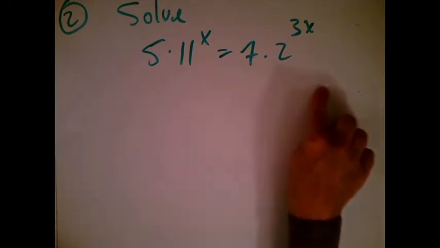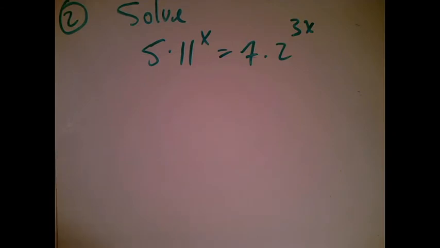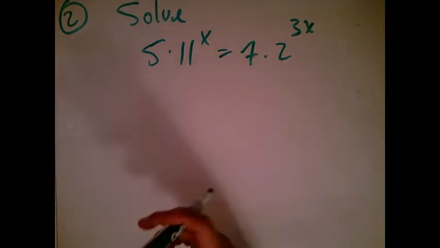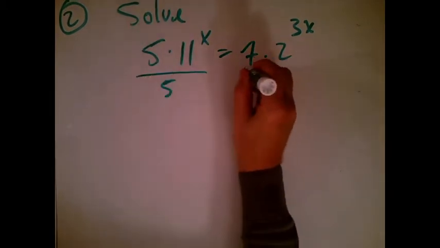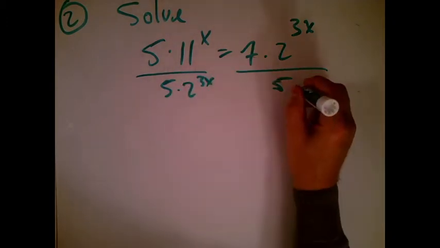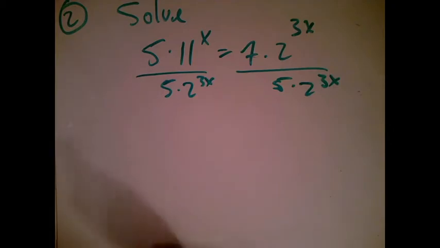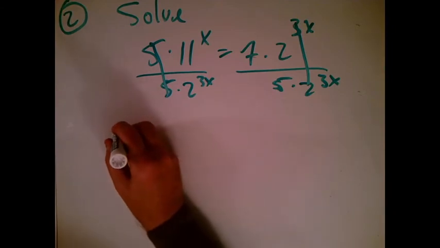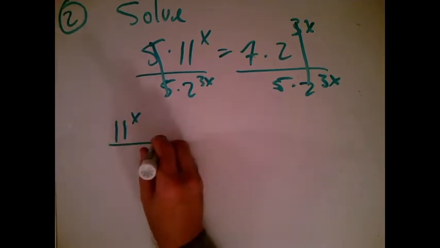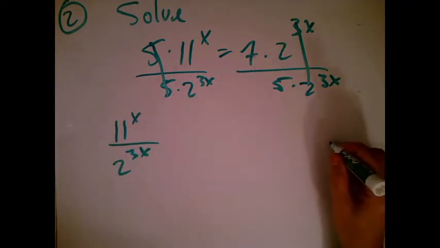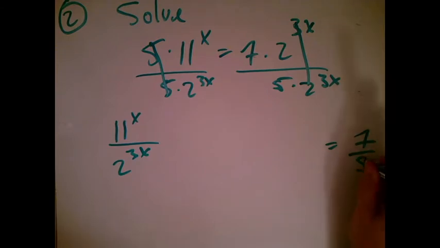So when I see an equation like this and I'm thinking I want to use logarithms, a much better practice is to try to get all the x's on one side first. So what I want to do is divide both sides by 5, like that. I'm going to divide both sides by 2 to the 3x, like that. And what that will do, the 5 will go over here, the 2 to the 3x will go like this, and so I'm going to get 11 to the x over 2 to the 3x, like that.